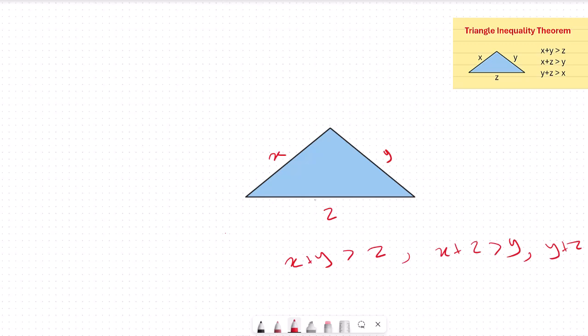So let's say this segment is length 10, and this is 5, and this is 6. So 5 plus 6 should be greater than 10, and 10 plus 6, which is 16, is greater than 5, and 10 plus 5 is greater than 6. So this forms a triangle. But we can't have a triangle if we have, let's say, length 4 here and length 3 here. It's not enough length to form a triangle. So this is what I mean. Hope you understand it now.